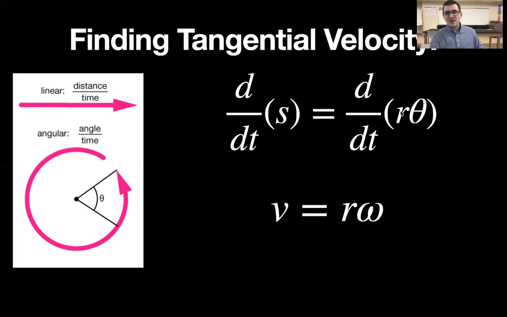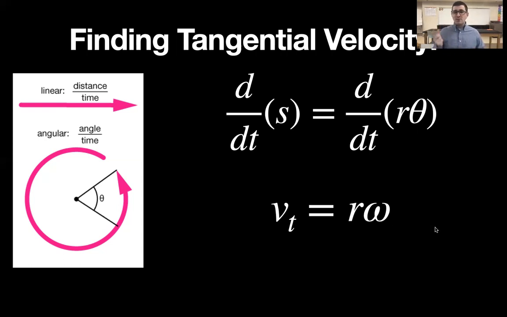And then the derivative of r with respect to time, this is a constant with respect to time. So then the derivative of theta with respect to time is the angular velocity omega. So to find the v, and specifically, let's be very clear here, this is the v tangential. The tangential velocity is going to equal the radius times the angular velocity.